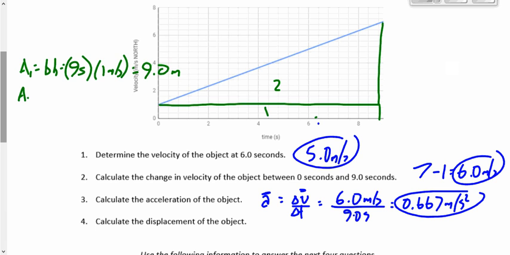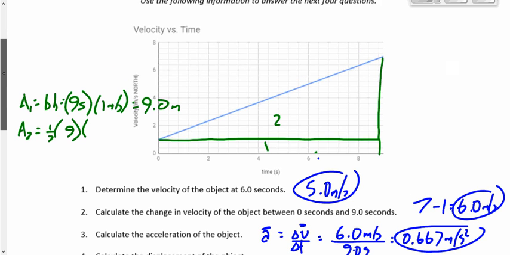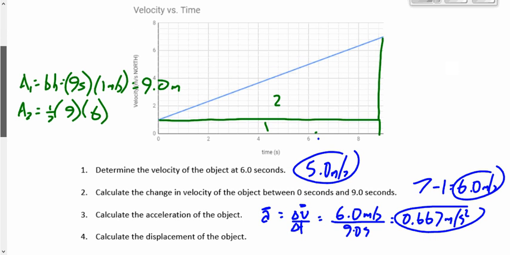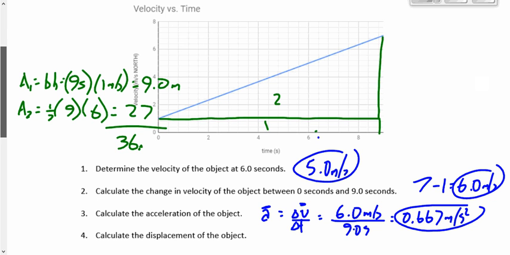And area 2 is 1/2 base times height. Base is 9 again. The height is, well, I went from 1 to 7. The height is 6. So that's 27, I think. We add those up, and it gives me 36 meters. How many people got 36? Good. Good for you guys.